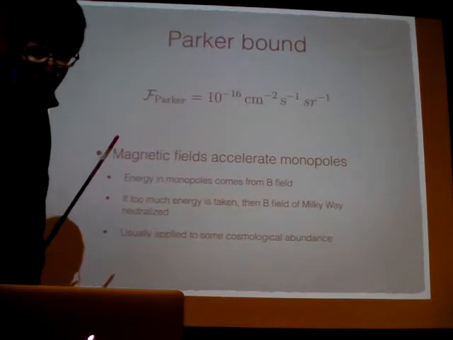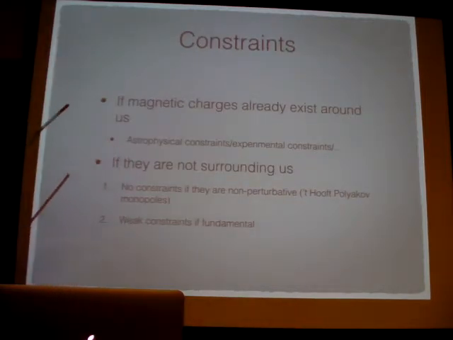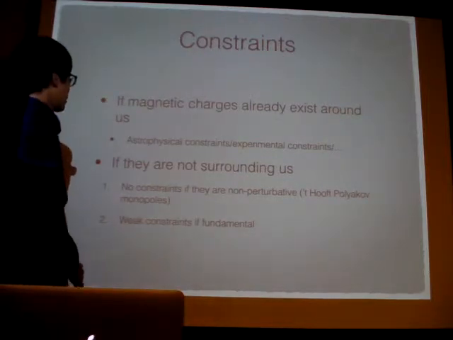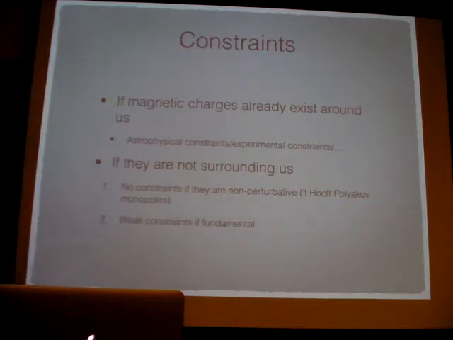Okay. What about constraints on monopoles if they are not surrounding us? What if they're reheated to low energies? These guys were never created. So there are constraints. To zeroth order, I'd say we actually have no constraints on them, because we don't know if these guys are extended objects or not.